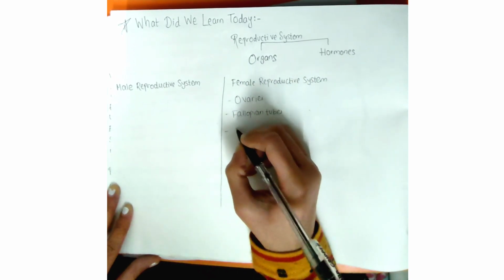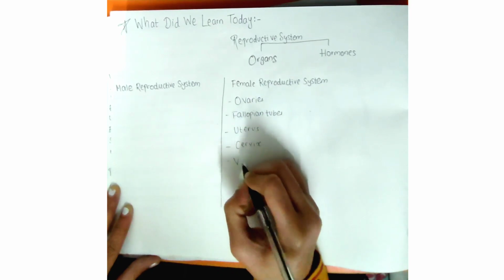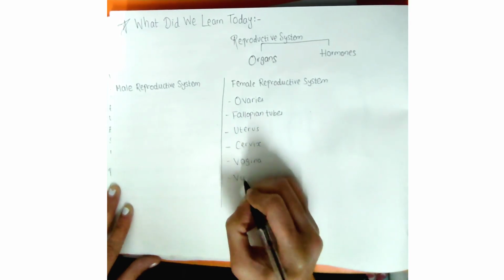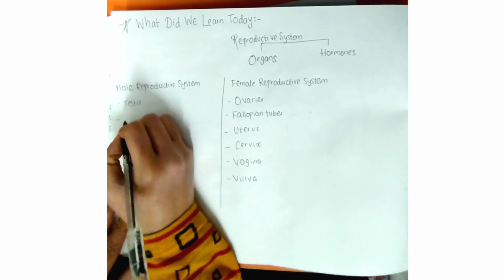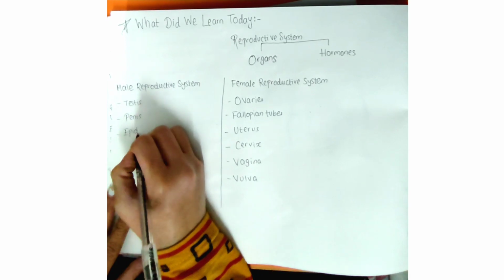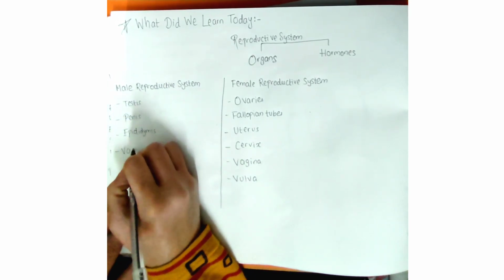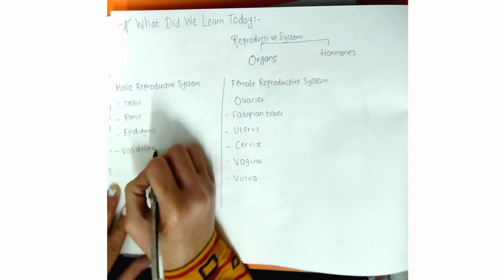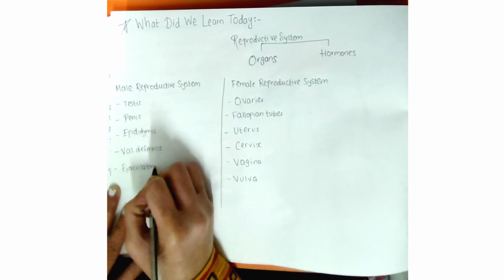In the female reproductive parts, we have the ovaries, which produce eggs, fallopian tubes, uterus, cervix, vagina, and the vulva. In the male reproductive parts, we have the testis, the penis, epididymis, vas deferens, ejaculatory ducts, and the urethra. Now I want you to remember the functions of all of them.